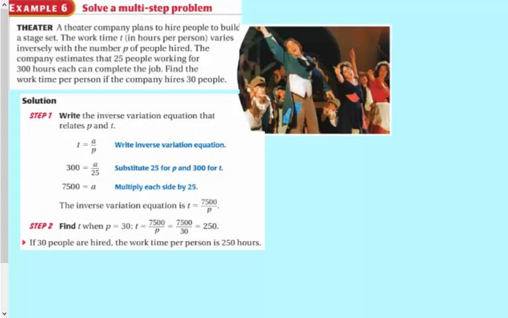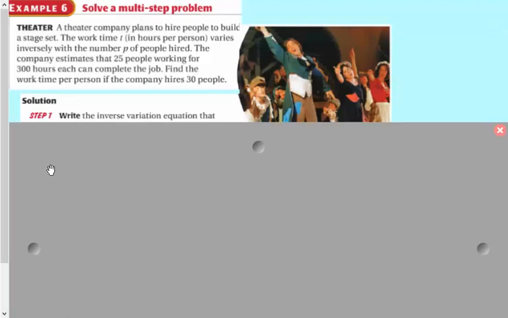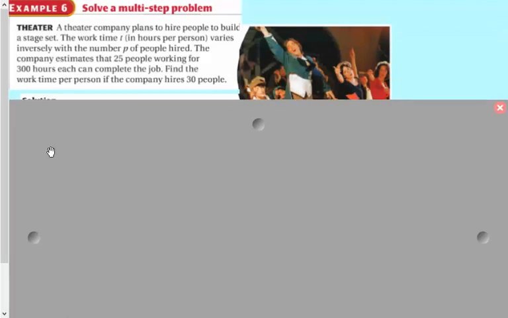And then finally, we end up with a word problem. And there's going to be a couple word problems. A theater company plans to hire people to build a stage. So this is where you might see some applications to it. The work time, T in hours per person, varies inversely with the number of people, P. P is the number of people hired. The company estimates that 25 people working for 300 hours each can complete the job. Find the work time per person if the company hires 300 people or 30 people. The idea is the more people you have, the less time. The fewer people you have, the more time per person. That's the idea of inverse variation. One thing goes up, the other thing goes down.